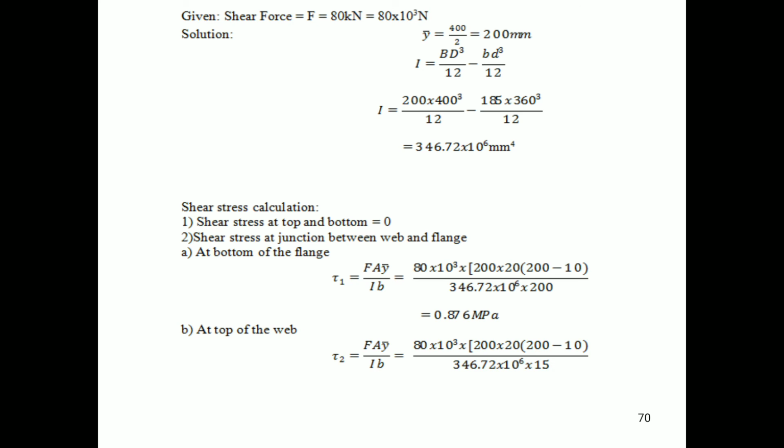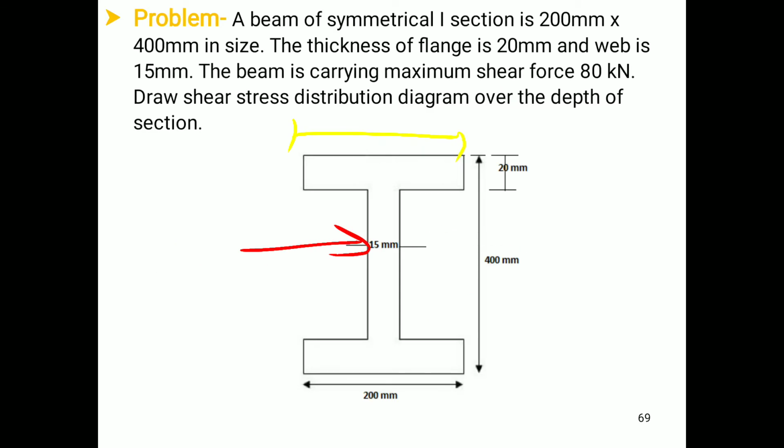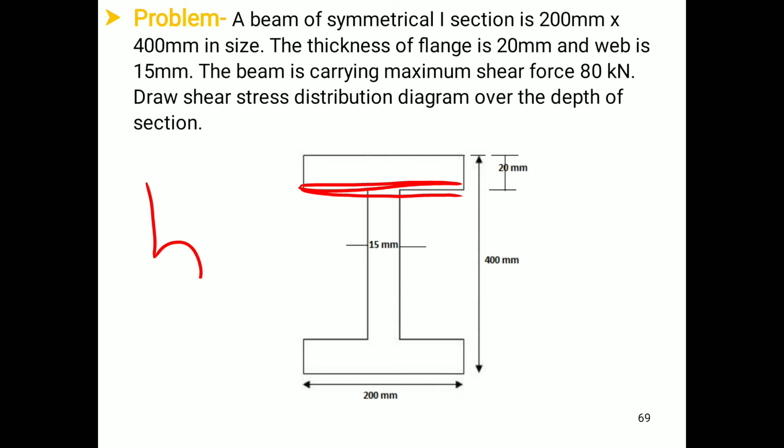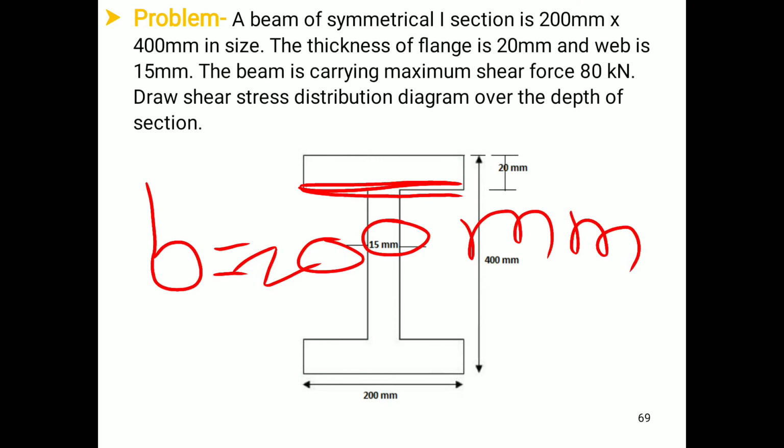Therefore, shear stress at the junction between web and flange is given by, at the bottom of flange. At the bottom of flange means this particular part, where B is equal to 200 mm. At the bottom of flange, the width of flange is 200 mm.